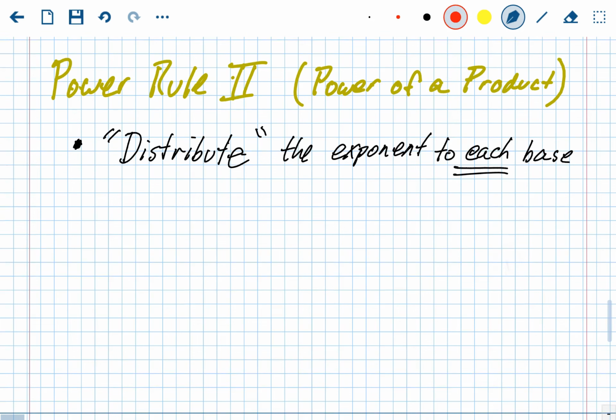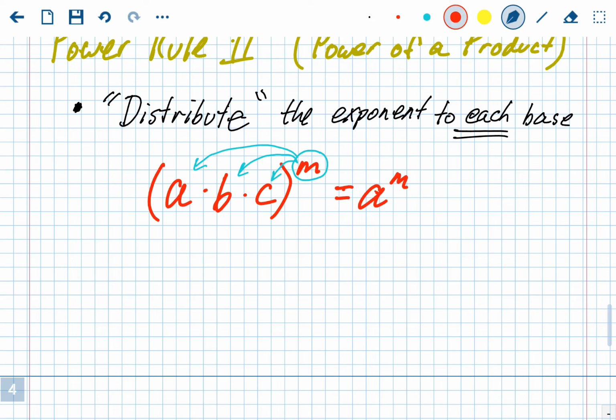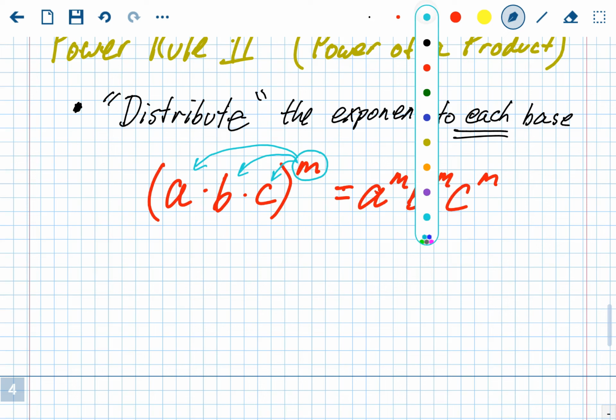Okay. So let's look at our variable version. Let's say we have the multiplication a times b times c, and it's being raised to the nth power. Okay, so you have a product inside the parentheses, a times b times c, three things multiplied together, and then the entire product is being raised to the nth power. Okay. So when we distribute the n, all that means is we're going to raise each one of these bases to the nth power. So we're going to raise a to the nth power, and then b to the nth power, and then c to the nth power.